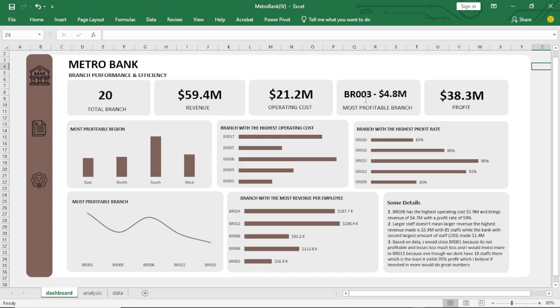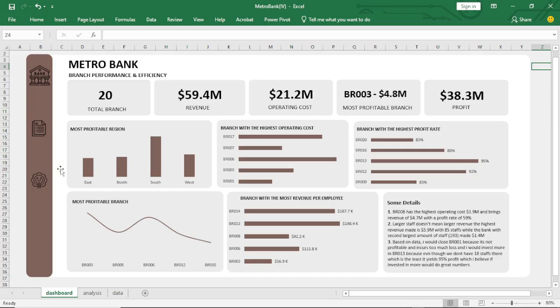Our most profitable branch is branch 003 with 4.8 million US dollars. Our total profit is 38.3 million US dollars. That is revenue minus operating cost from the revenue.